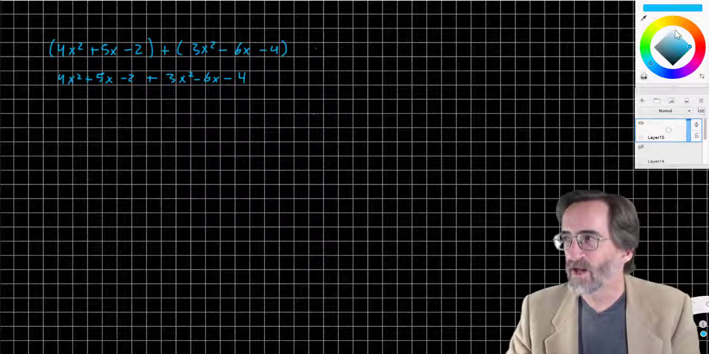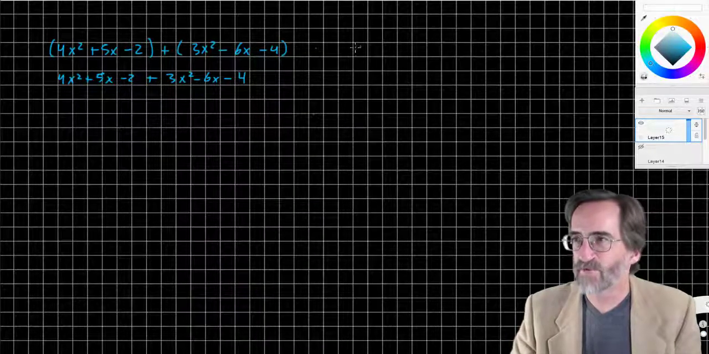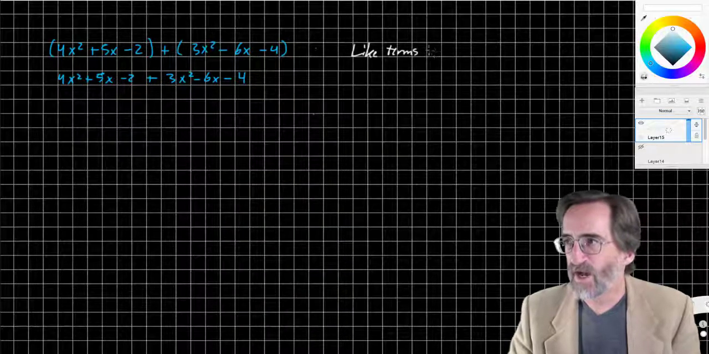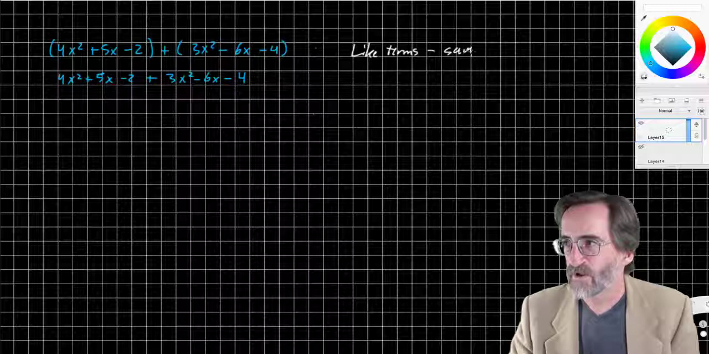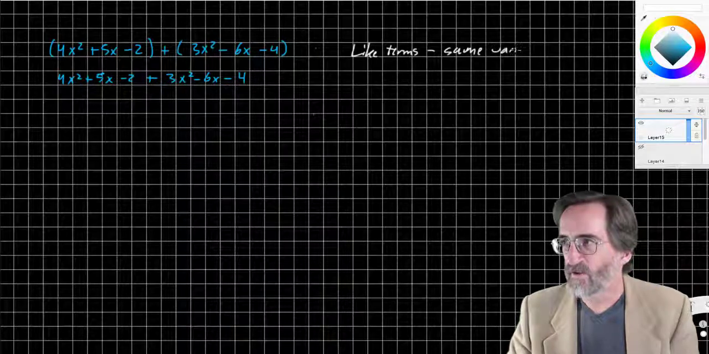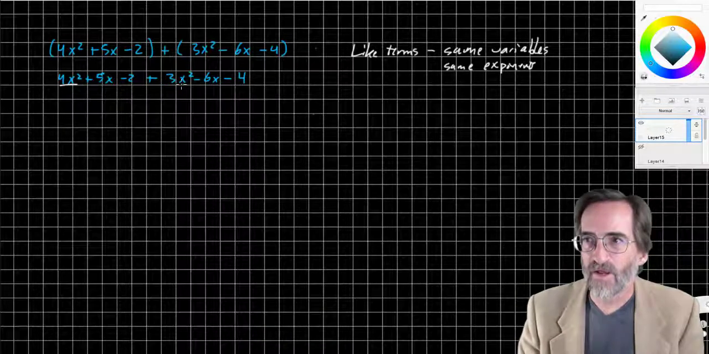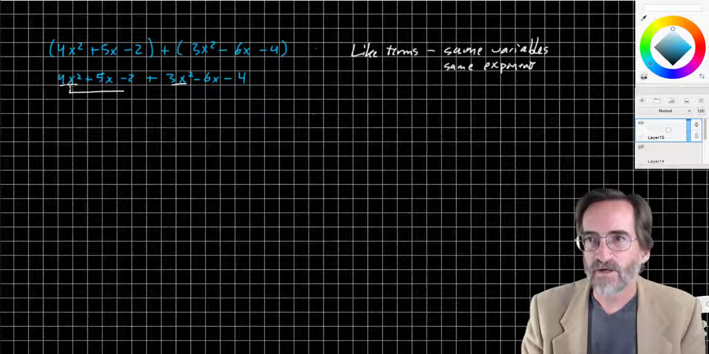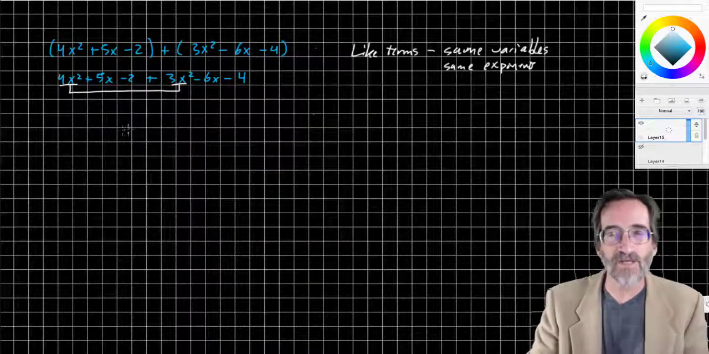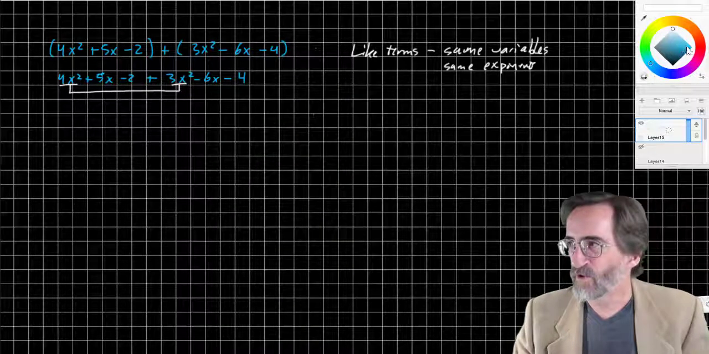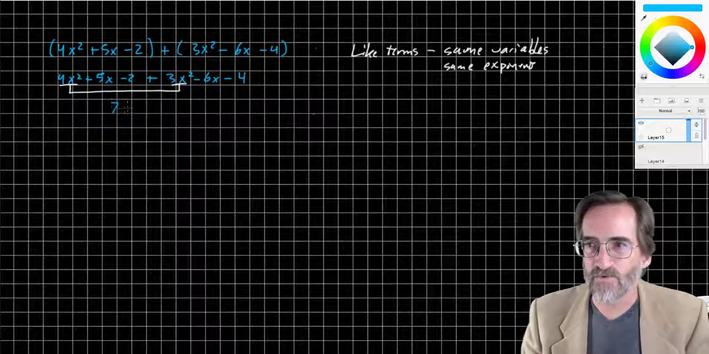And we combine like terms. Now here's a concept that's really important to know. Like terms are terms that have the same variables, and the same exponents. So 4x squared and 3x squared are like terms, because they both have the same variable x and the same exponent 2. So we have 4x squareds and 3x squareds. When we combine 4x squareds and 3x squareds, we get 7x squareds.